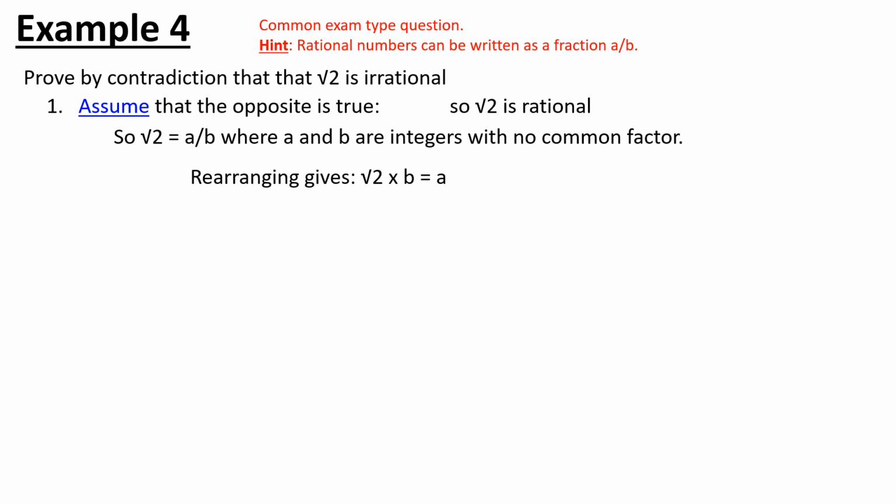Now we're just going to rearrange this statement to make it look a little bit nicer. So we started off with root 2 equals a over b. Well, to get rid of the fact that there's a fraction, we could multiply both sides by b. So if we multiply both sides by b, we'll have root 2 times b on the left and then a on the right.